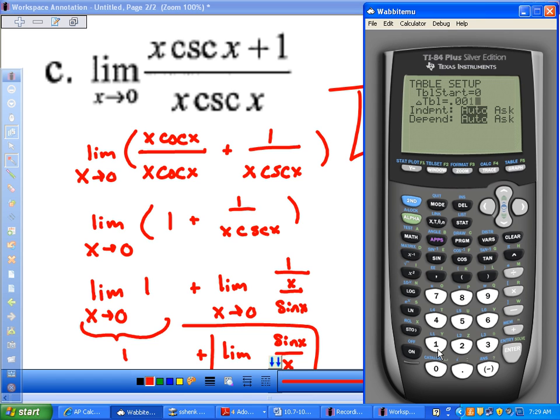We want values of x that are very close to 0. We'll go to the second graph, which is my table. And again, we've got the error there. We knew that. That was fine. But as we approach 0 from the left and the right, we can clearly see here that our limits are 2. Now, are these function values exactly 2?